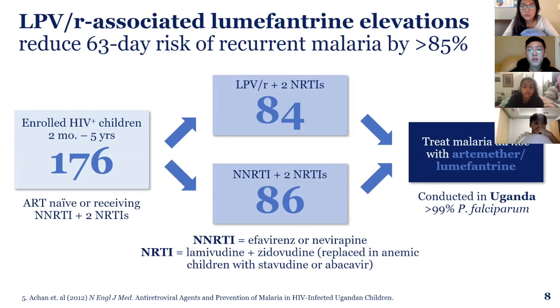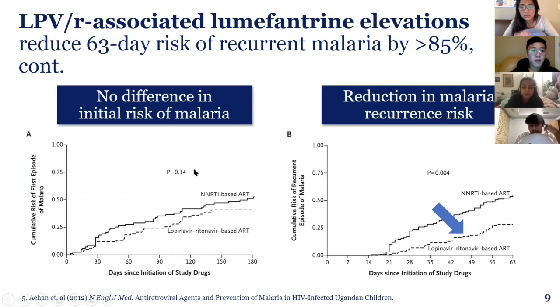What they found, starting on the left, is that between the two different ART therapies, there was no difference in the initial risk of malaria. You're seeing P equals 0.14, and this is just cumulative risk of first episode of malaria. But if we look at a different metric, the cumulative risk of recurrent episodes of malaria, we see that the lopinavir-ritonavir based ART significantly reduces that cumulative risk.